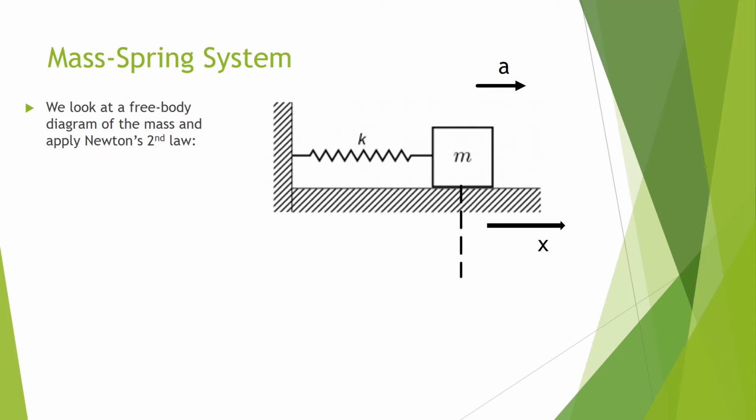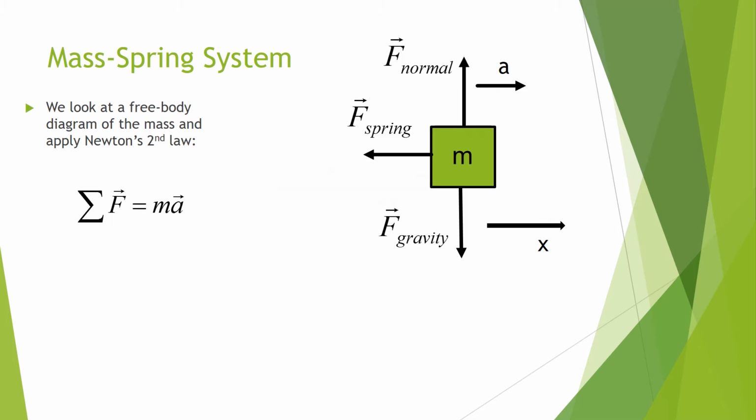We're going to look at a free body diagram, which is what we've been doing. Typically one of the first things you're going to do in Newton's law problems is draw a free body diagram and then apply Newton's second law. To do that, we replace the mass with a free body diagram. We have normal force acting upward, gravity acting downward. These two forces are going to cancel each other unless the mass is accelerating in the upward direction, and we're assuming that it's not.